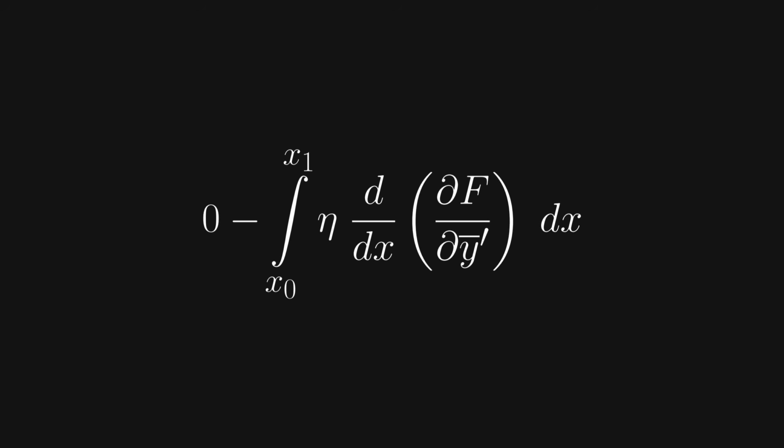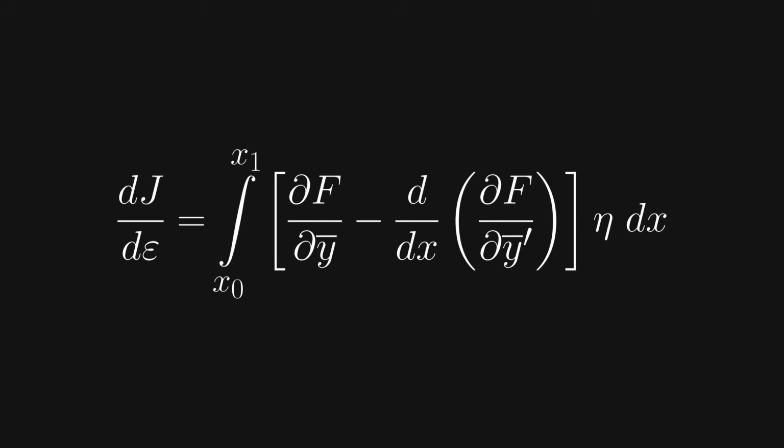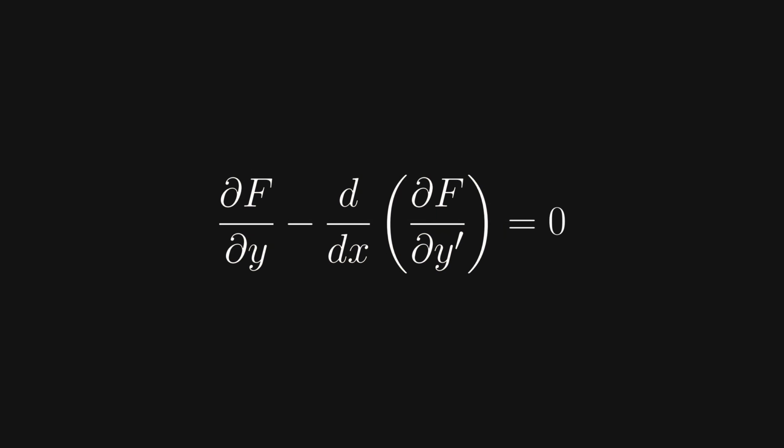Notice that the first term becomes 0 since eta of x0 and eta of x1 both equal 0. If we plug this back into our original integral and factor out the eta in both terms, we get the integral of partial f partial y bar minus d/dx partial f partial y bar prime, times eta. For our integral to be equal to 0 generally, we need this term to be equal to 0. This leaves us with the Euler-Lagrange equation. It is arguably one of the most important equations ever, and it completely revolutionized mathematics and physics.